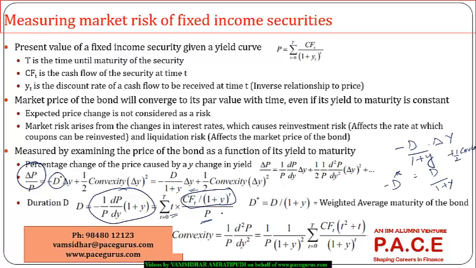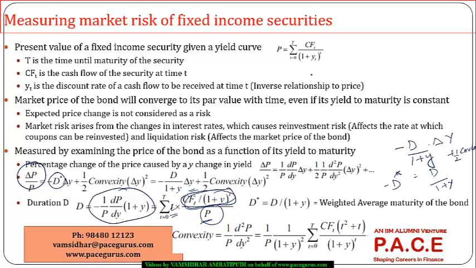So if you are looking at this method, for duration, first find the present value of each cash flow, multiply it with the time period in which you are receiving that particular cash flow, and divide it by the overall price. That is what will give you the duration of the portfolio.